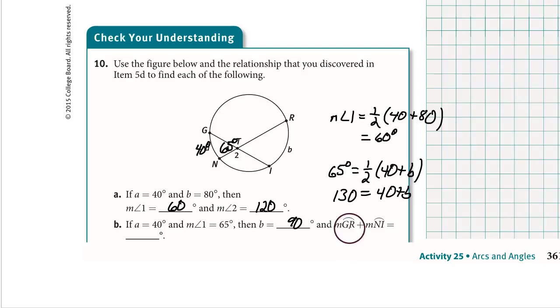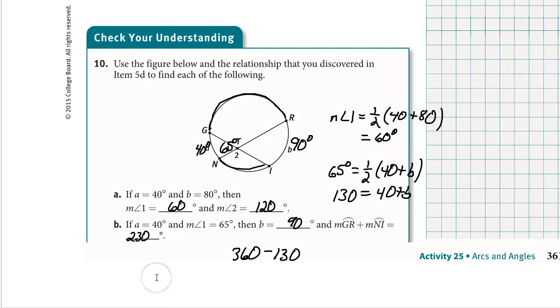We're also asked, what is the measure of arc GR, that's from here to here, plus the measure of arc NI, that's from here to here. Well, GN is 40, and RI we just found was 90. To find the sum of those other two, we could subtract the 40 and the 90 from a full circle, which would be 360. So 360, subtract the 40 plus 90, which was 130, will get us our answer, 230 degrees.